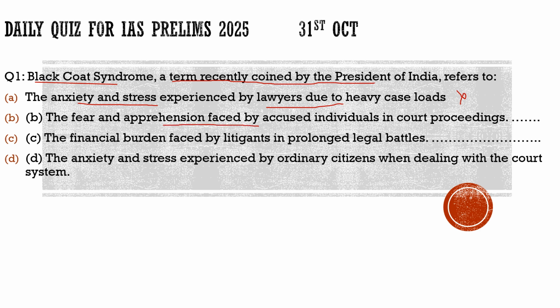Individuals in court proceedings. But here is a catch. Here, the term "this accused" may make a difference. Even though the statement itself is not incorrect, it is very much an incomplete statement. We can't say it is an incorrect statement, but it is very much incomplete. So this statement B will remain there. We will shift towards the third and fourth statements, then we will discuss this second statement B again.